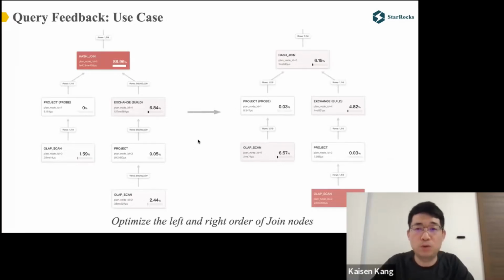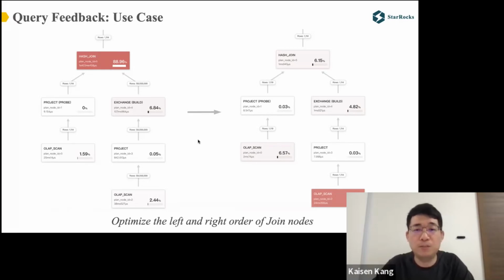This is a use case of query feedback, which corrects the incorrect order of the left and right tables. In the left query profile, there is a large table with 50 billion rows on the right, and a small table with 1,114 rows on the left. When the large table is used to build a hash table, the performance will be very poor. And in StarRocks, we should use the small table to build the hash table.